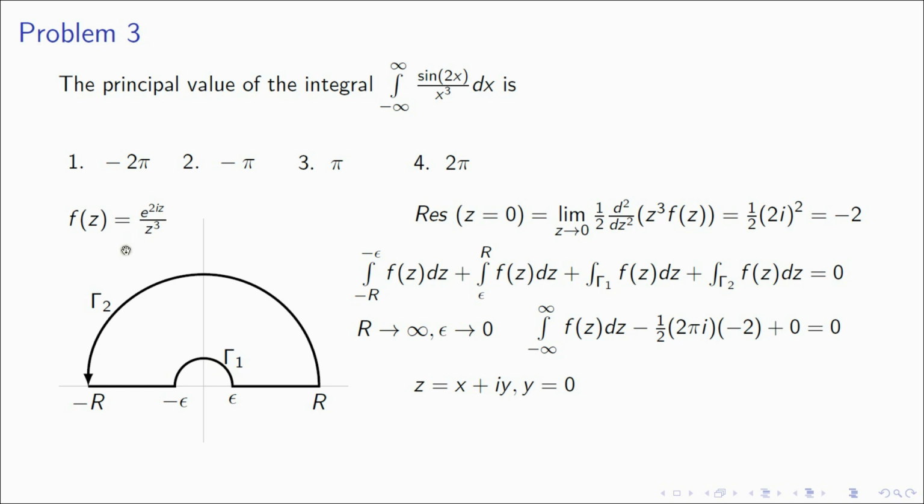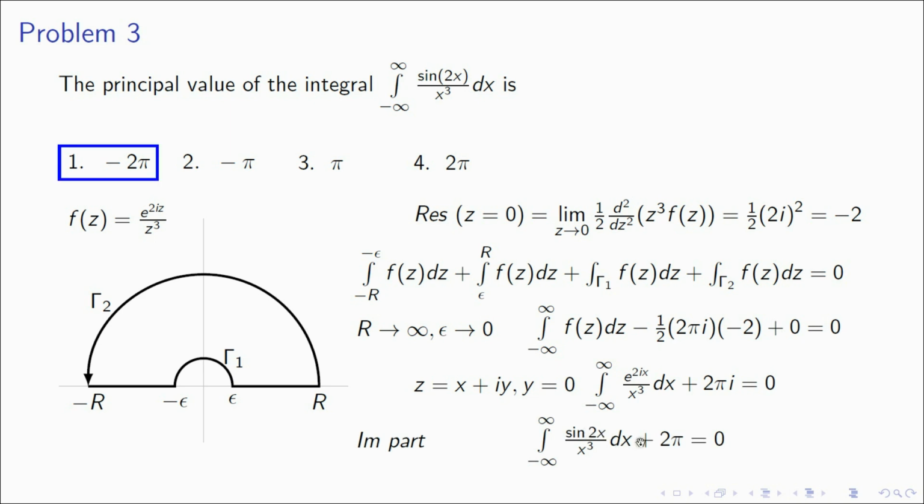So once you put this here, you get the integral of e to the power 2ix over x cubed dx plus 2 pi i. This one is 0. So now you can just equate the imaginary parts. So you get the integral of sin 2x by x cubed dx plus 2 pi equal to 0. So this integral has to be minus 2 pi.